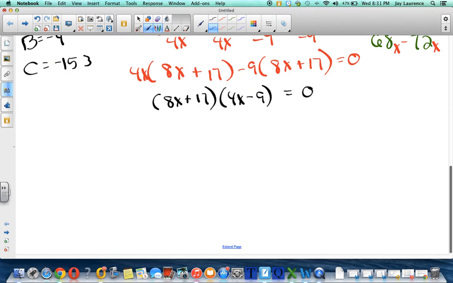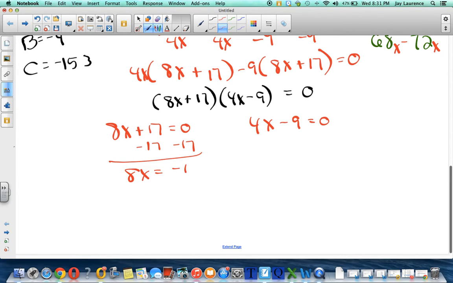Now, some of you on your clusters were stopping here. You can't stop here. You have to set both parts of the equation, both factors, equal to 0, and then solve for x. And so on this one, I believe if I subtract 17, I'm going to get 8x is equal to negative 17. X is going to be a negative 2 1/8, I think. Yeah, negative 2 1/8.